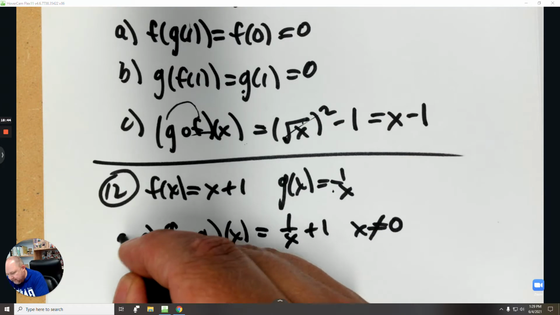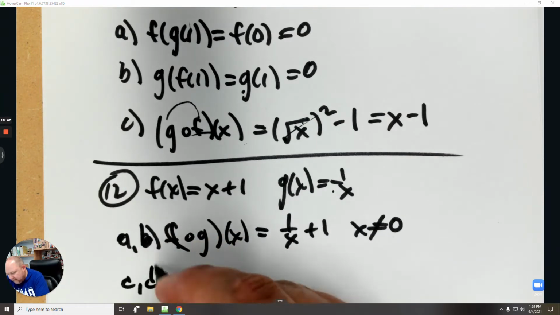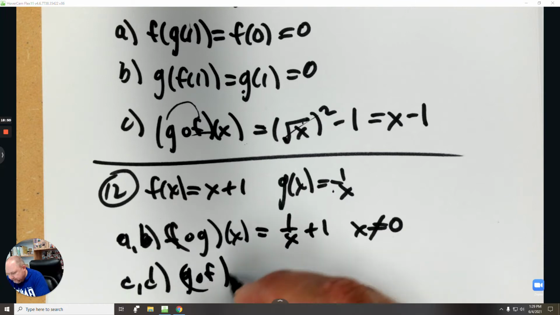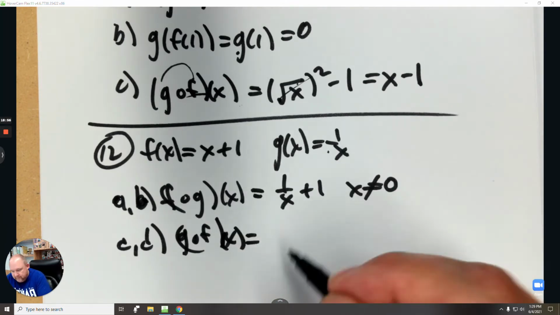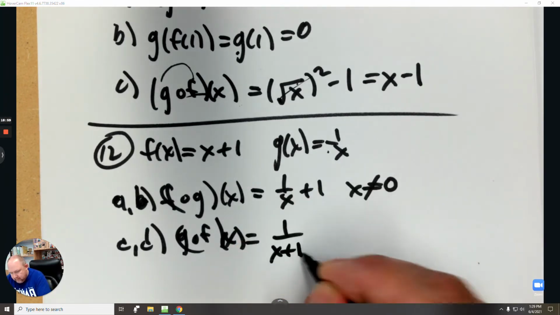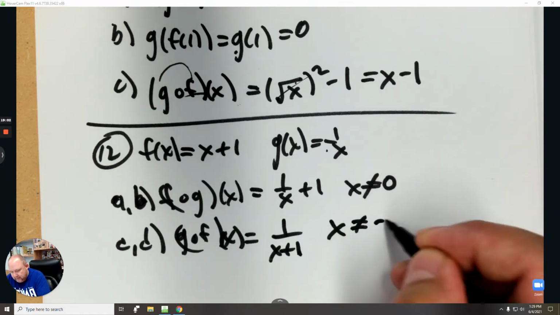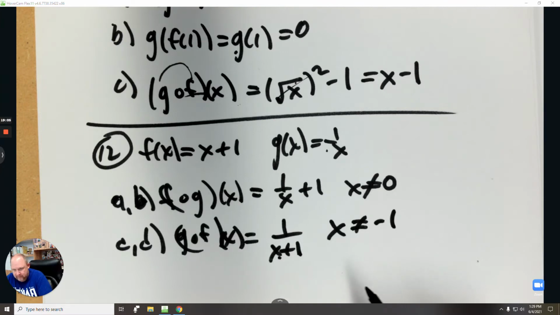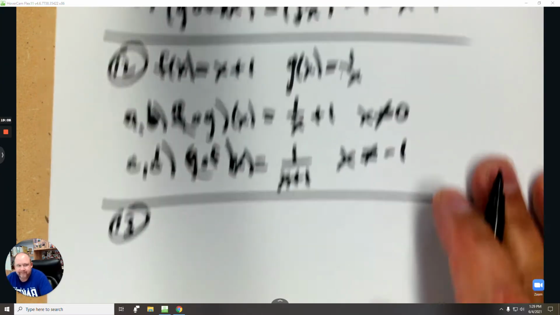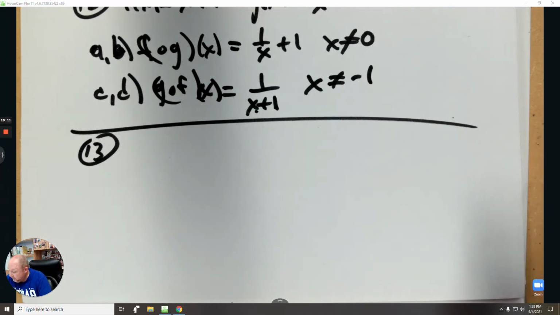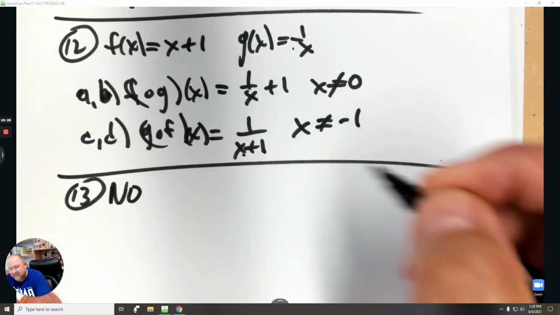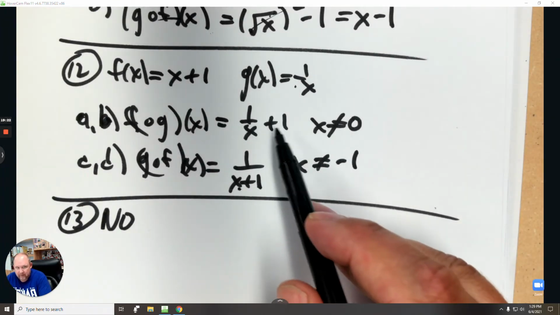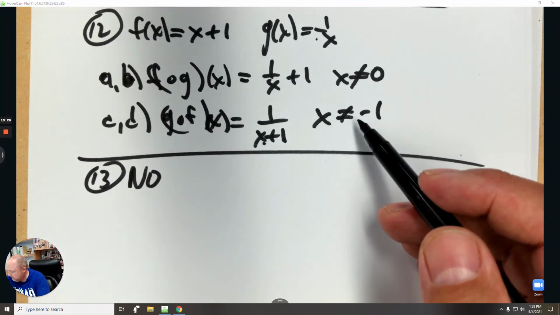For the second one, I guess that's part B. So this is A and B. For C and D, it's g composed by f. So now f gets plugged into g. So take out the x and put in x plus 1. And then now what's the domain restriction? And realize that x can't equal negative 1 because that would make it undefined. Number 13. Are the two composite functions from problem 12 equal? The answer is no. Not the same, right? So 1 over x plus 1 and 1 over x plus 1 are not the same. Well, that's a simple answer there.